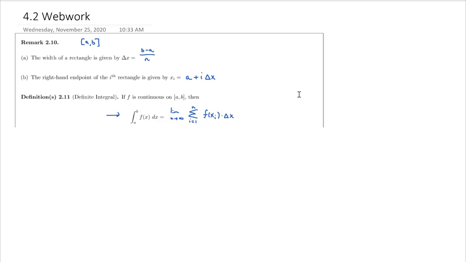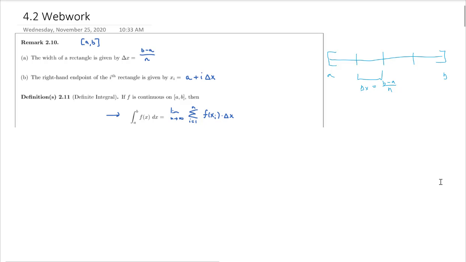What the first part, A, is telling us is that if we have an interval from a to b, and we are splitting up this interval into n subintervals or n rectangles, the width of one of these rectangles, delta x, can be calculated by doing b minus a over n. That makes sense, right? That's just the distance between b and a, and then we're dividing it by the number of rectangles that we have. So the width of one of the rectangles is given by b minus a over n.